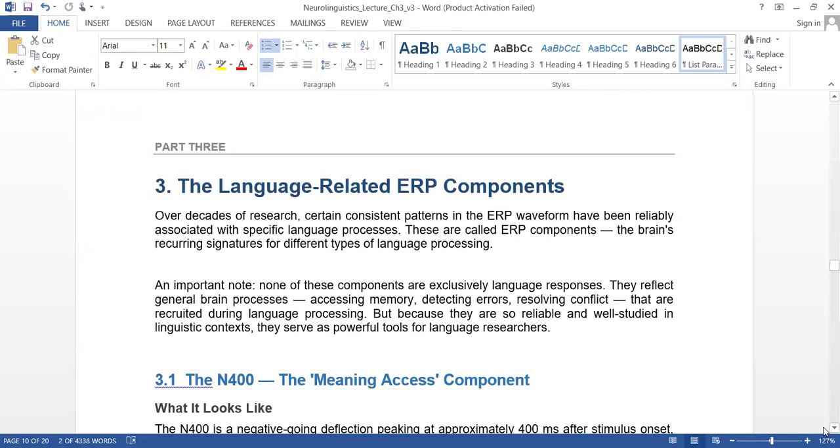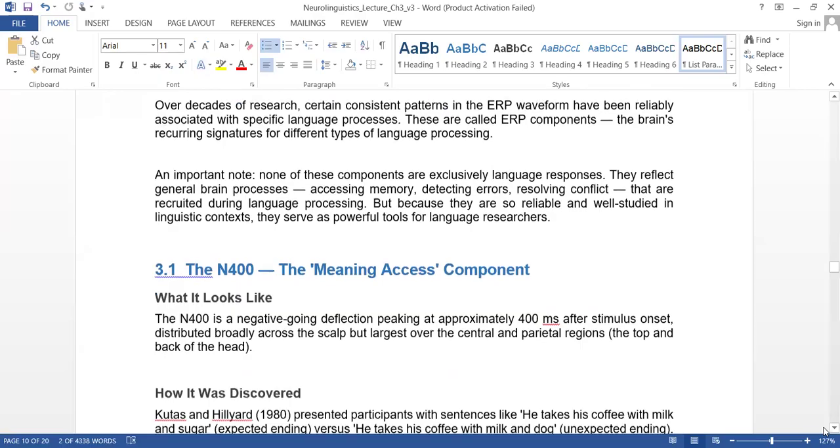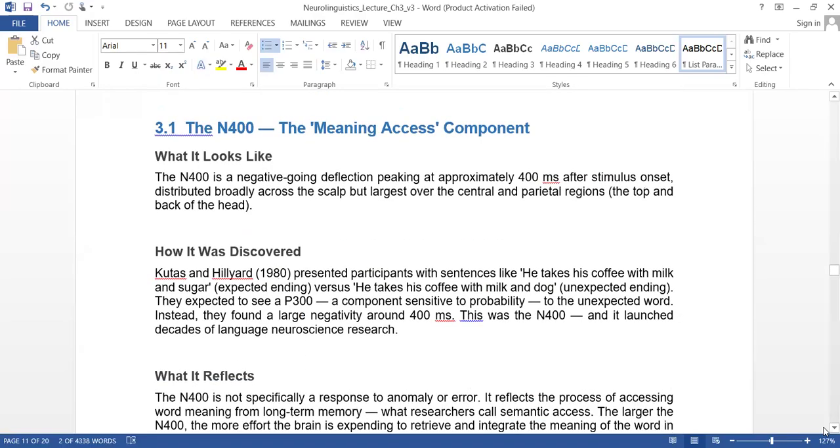Now, the language-related ERP components, I would like to discuss them. The N400, how we actually interpret that. The N400 is a negative-going deflection, peaking at approximately 400 ms after stimulus onset and distributed broadly across the scalp, but largest over the central and parietal regions, the top and the back of the head.